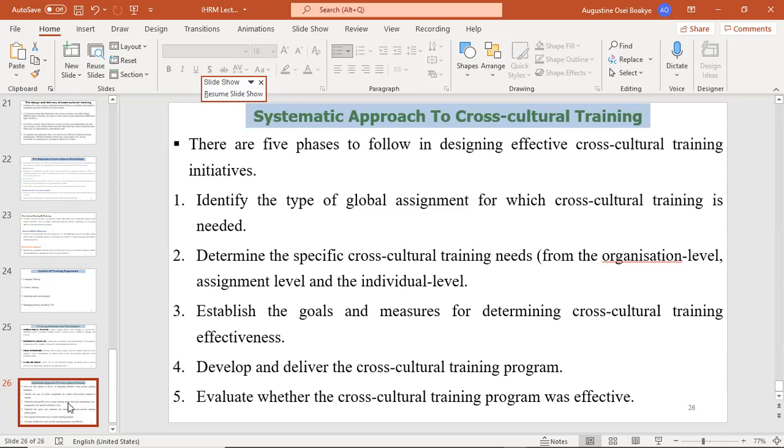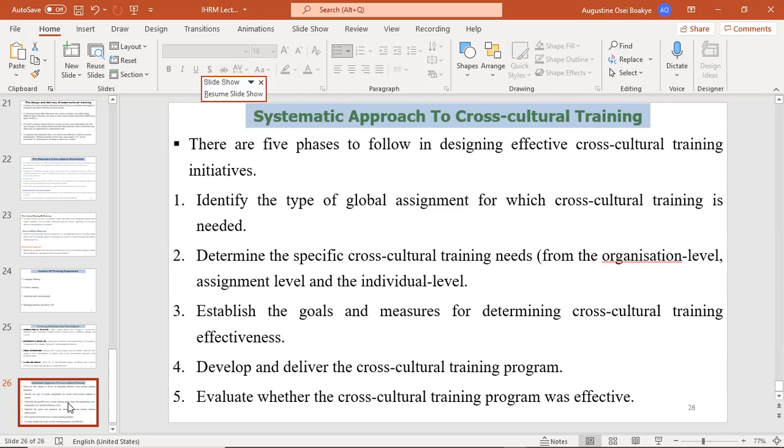Now, the second stage is to determine the specific cross-cultural training needs, whether it is at the organizational or individual level. So if it is a policy which is going to be implemented at the organizational level, then it means that such a person, as far as the international assignee is concerned, is that he will be dealing with a larger target audience. And so the cross-cultural training should be done for him to be very much adaptive and sensitive, and also culturally intelligent.